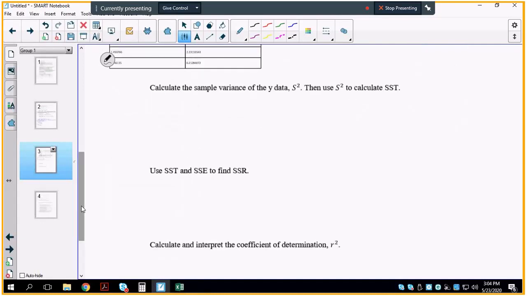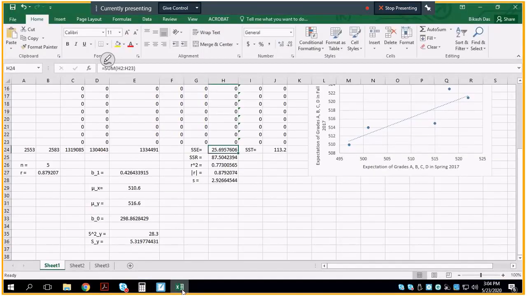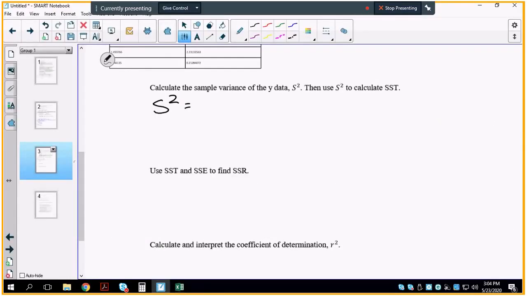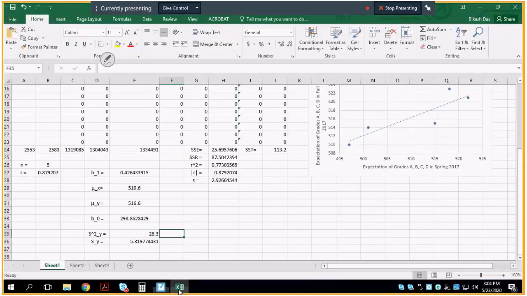Calculate the sample variance of Y. Then use it to find SST. So sample variance, I'm not going to do any calculation this time. We're just going to use the spreadsheet. Sample variance S square for Y is going to be 28.3 units. I need SST. I know that I can multiply 28.3 by sample size minus 1 and get SST. But instead, I'm just going to use the spreadsheet. And the SST value is 113.2.